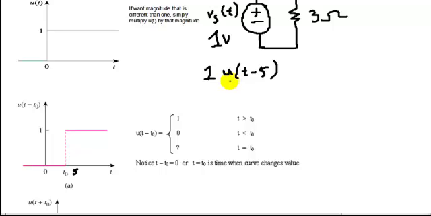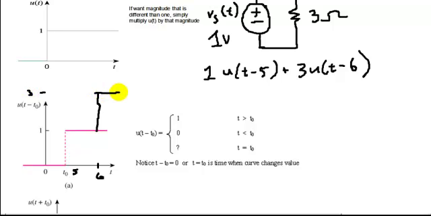So if we have more than one step function, let's say we have plus 3u of t minus 6, what the graph will look like is that after 5 seconds, we're applying 1 volt, and then at 6 seconds, we're going to apply another 3 volts. So it's going to jump from here to here. We're going to apply another 3 volts. That's what's happening in our unit step function.